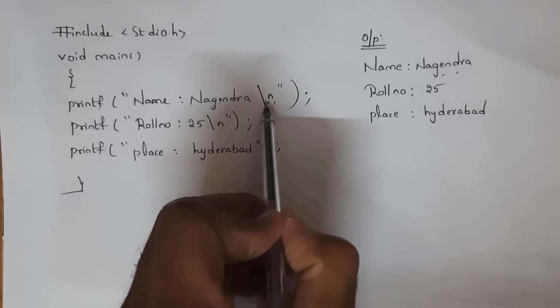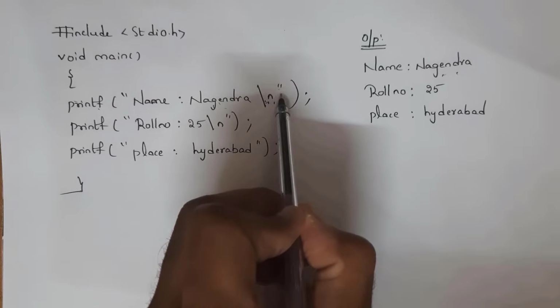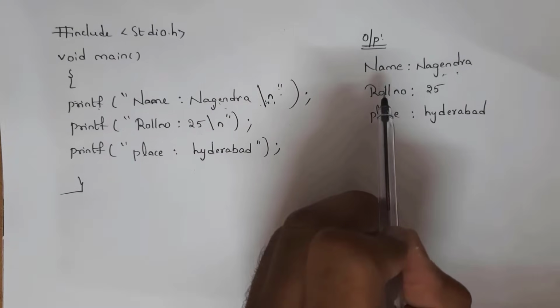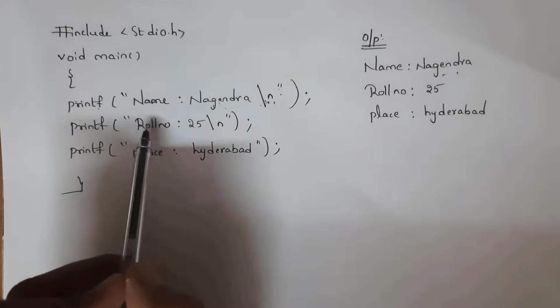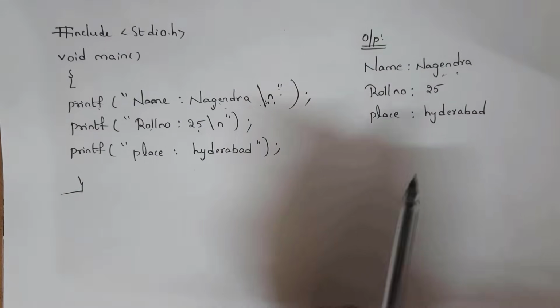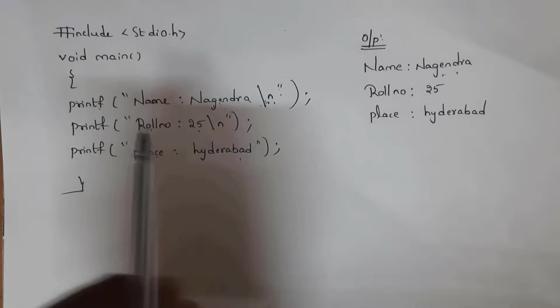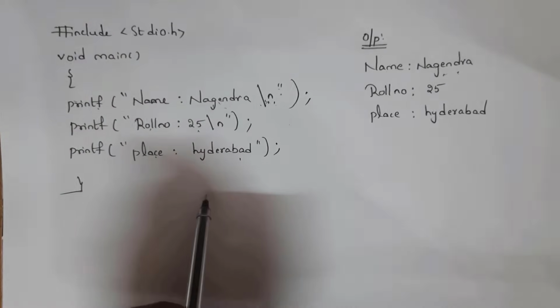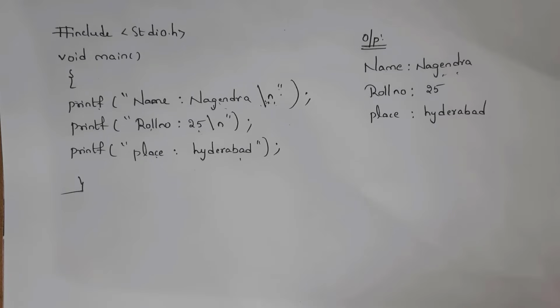Definitely you need to give /n inside double quotations. You should not give /n outside double quotations. It will display error. After that again I took printf roll number 25. So in the next line I will get output as roll number 25, and again I took printf and I gave place Hyderabad. Whenever you write this code, you will get output as name Nagendra, roll number 25 and place Hyderabad.